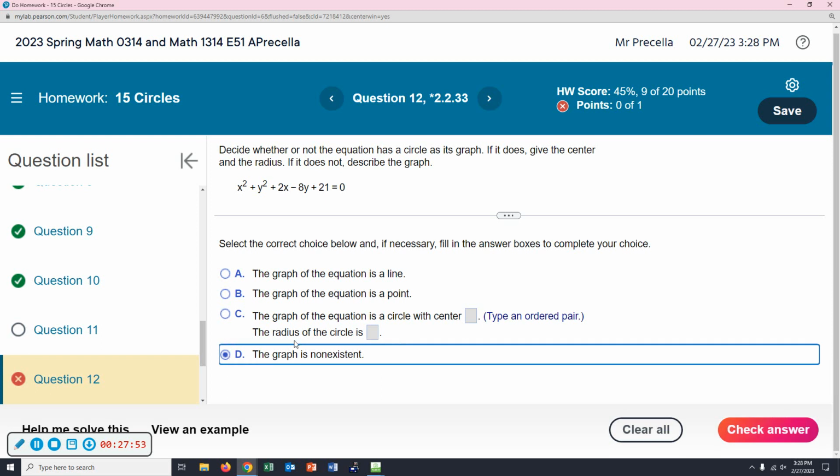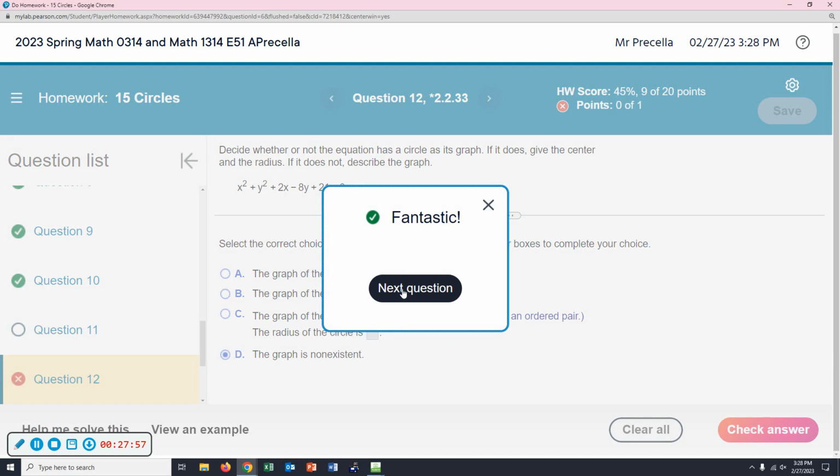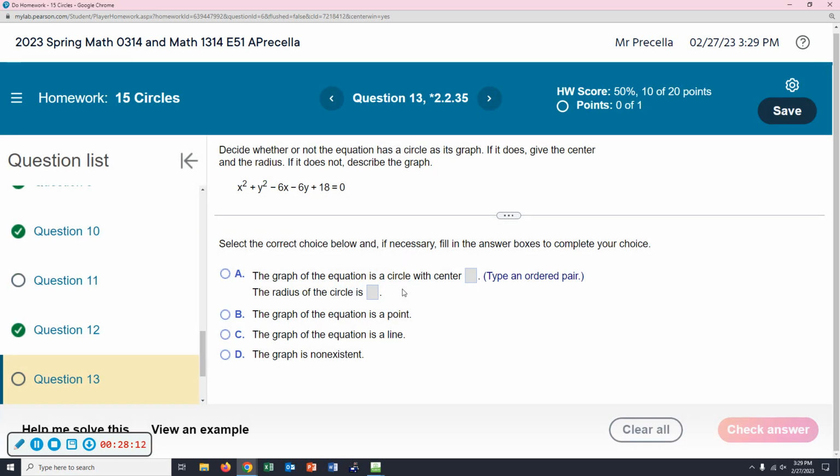It sure sounds like you look at the equation and decide. No, you don't decide until you're actually done. I'd like it better if the instructions said, write the equation in center-radius form, and then decide. Any questions here on this number?